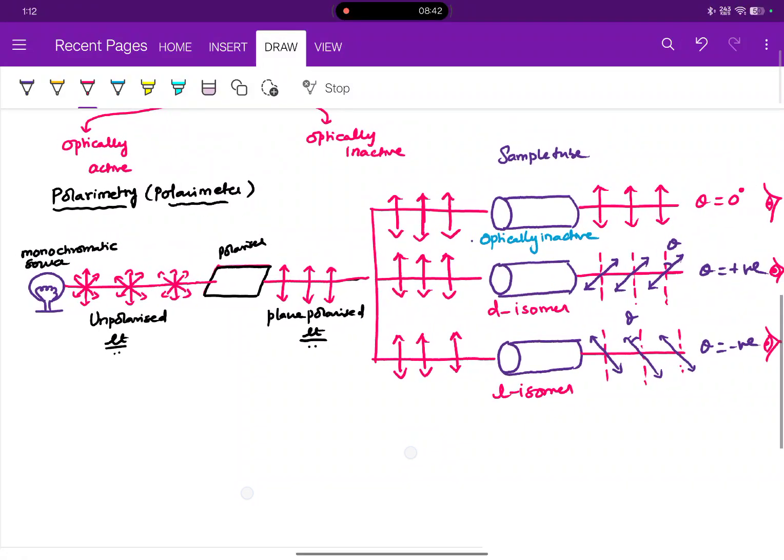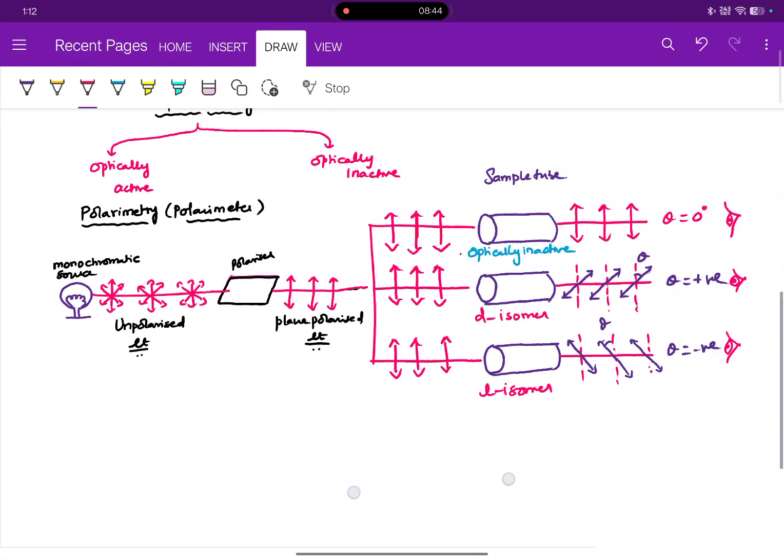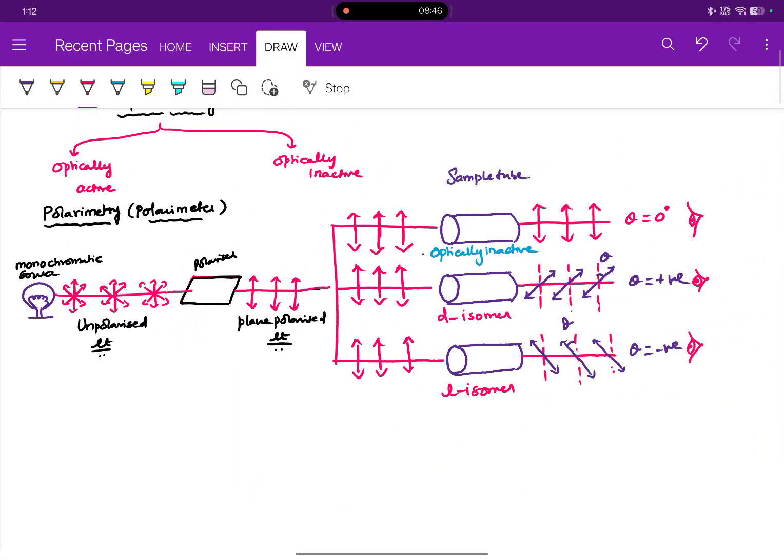So this is the polarimetric titration, I mean experiment. Based on the polarimeter, if the light gets rotated either to the left or right, we call such a solution an optically active solution. Copy it carefully, don't leave anything.